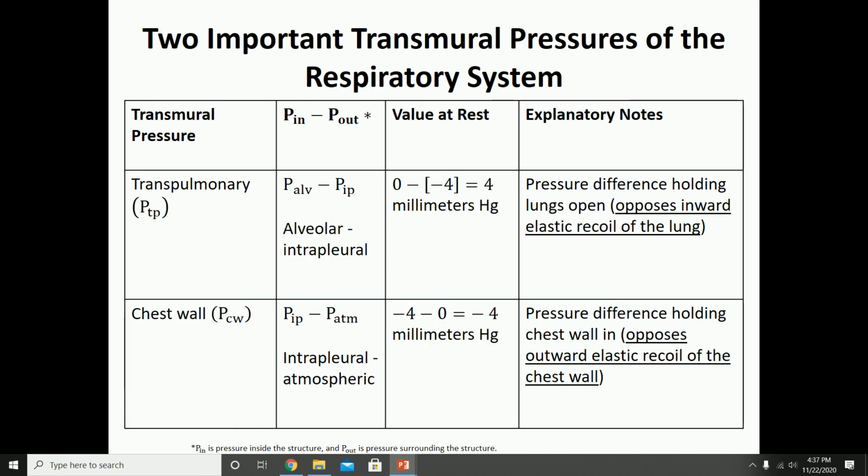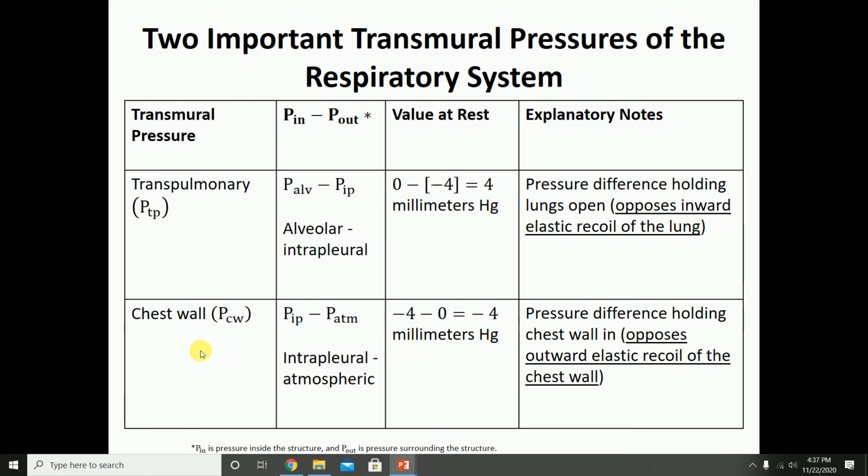So let's go back to that slide. The transpulmonary pressure, again, is the difference between the alveolar pressure minus the intrapleural pressure, and it opposes the inward elastic recoil of the lungs. The lungs are full of elastic tissue, and because of that elastic tissue the lungs have the tendency to collapse, but they are prevented from doing so because of that transpulmonary pressure.